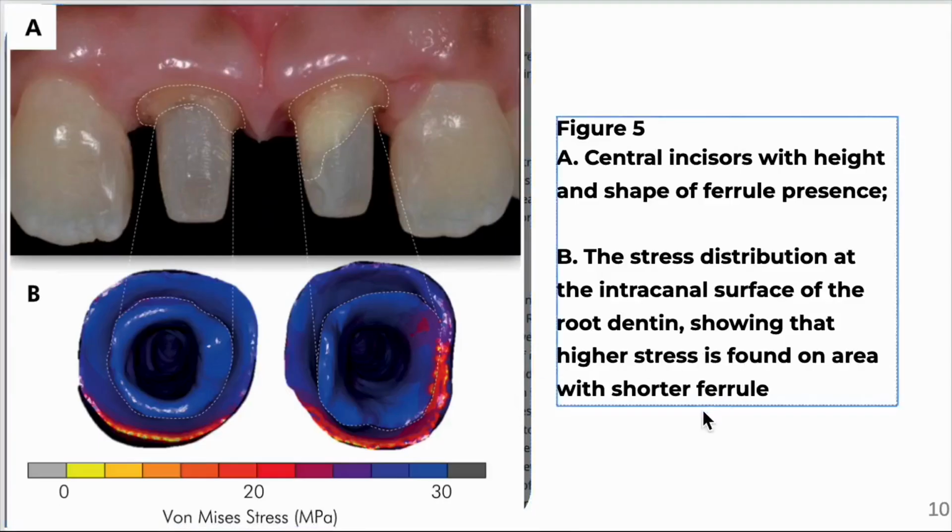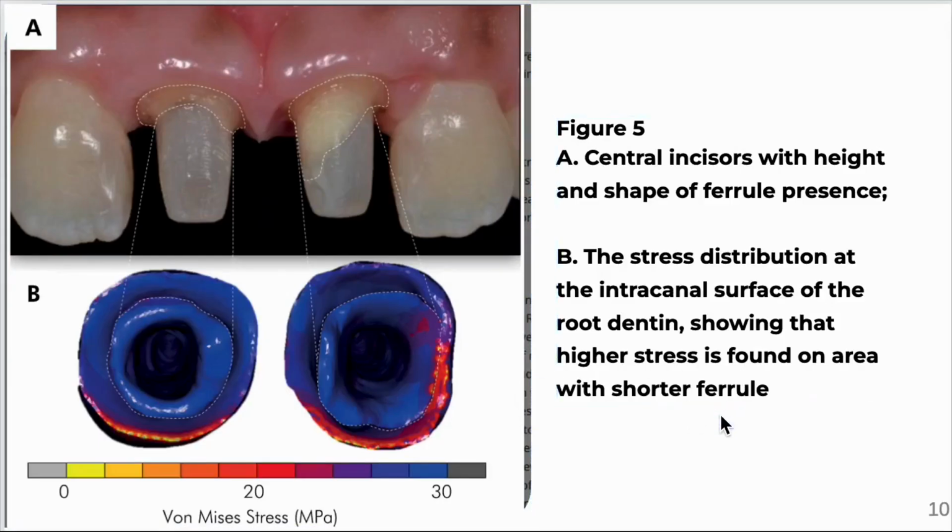And in this one we see that the role of the ferrule is important, because this red color shows us that there is no enough or sufficient ferrule, which will put more stress over this part, which potentially could lead to fracture over time if this part is exposed to force and so on.